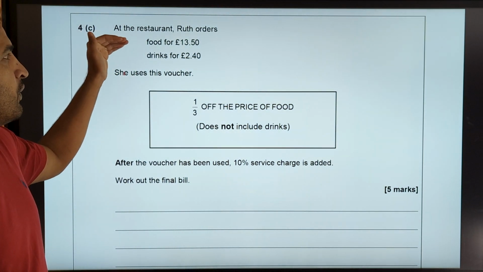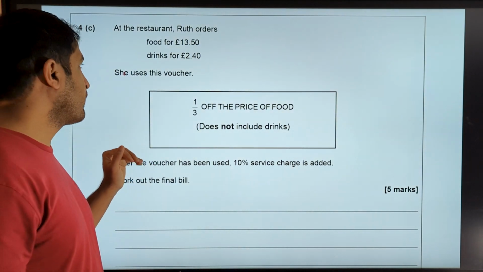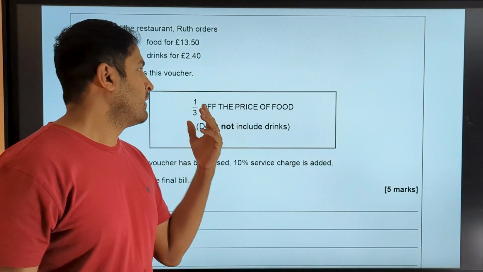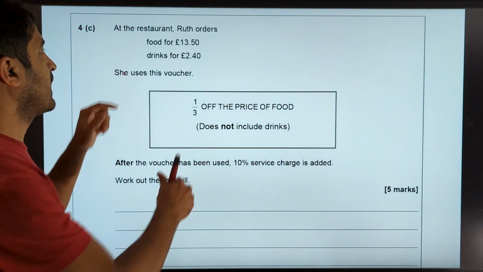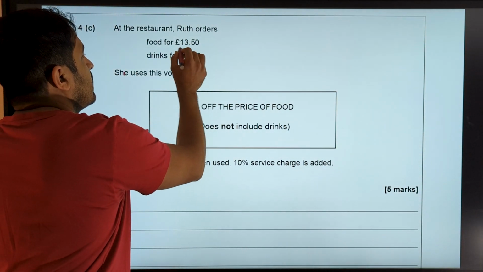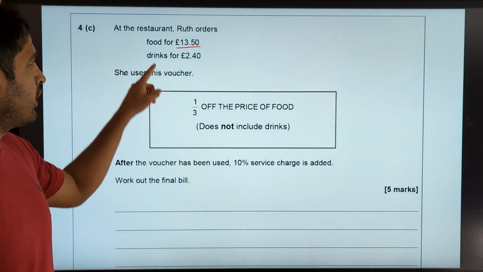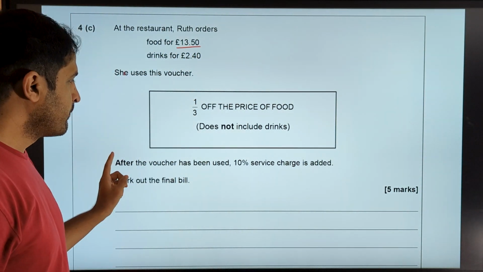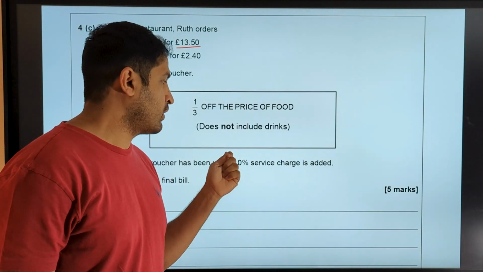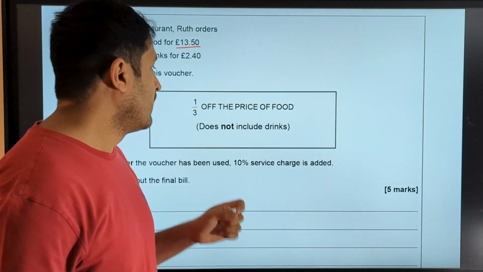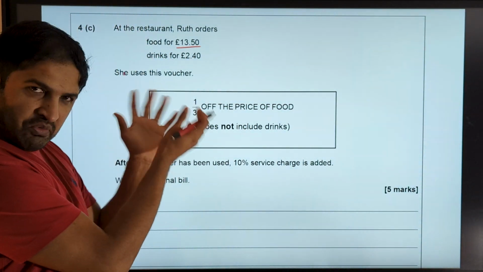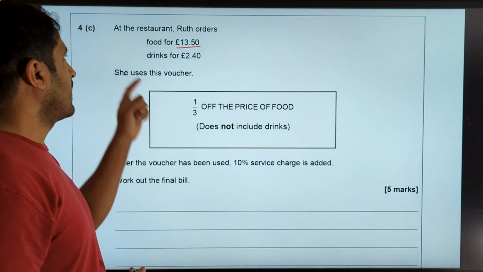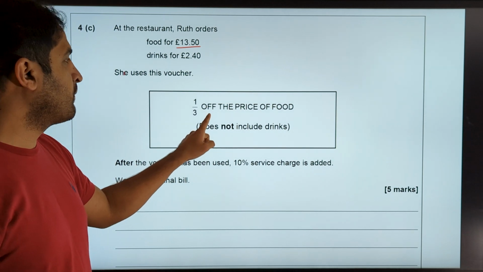So food for £13.50, drinks for £2.40, and then she uses the voucher where you get 1/3 off the price of the food. So we can get 1/3 off this one here. Okay. And it does not include drink, so we have to pay full for the drink. And then after you've done that, you have to pay 10% service charge for whatever you paid basically, and those are going to be added onto the bill. Okay, so we're going to start working out with the first part.